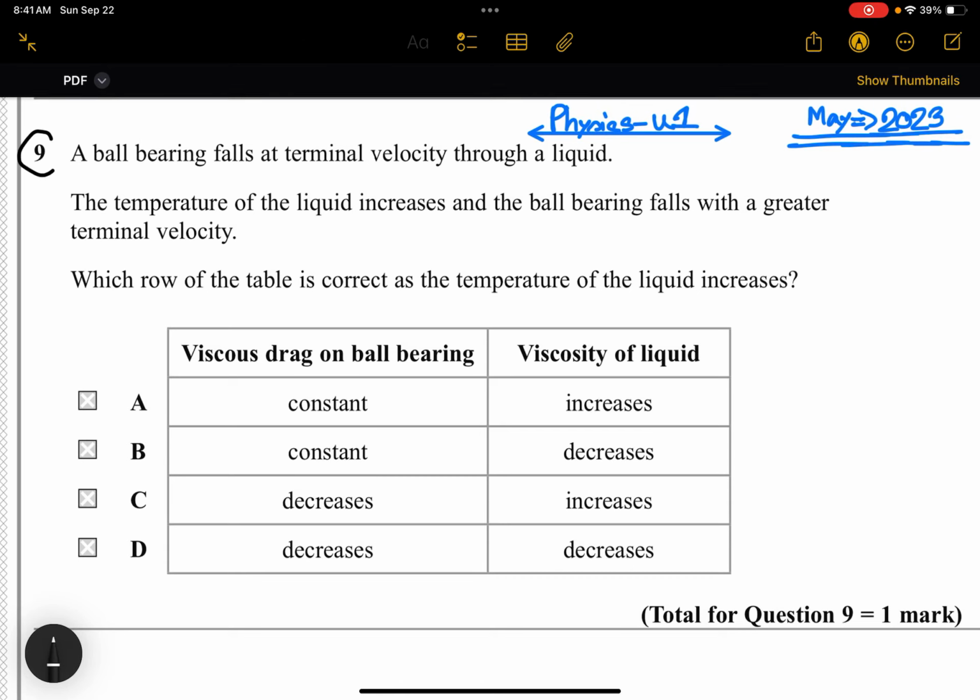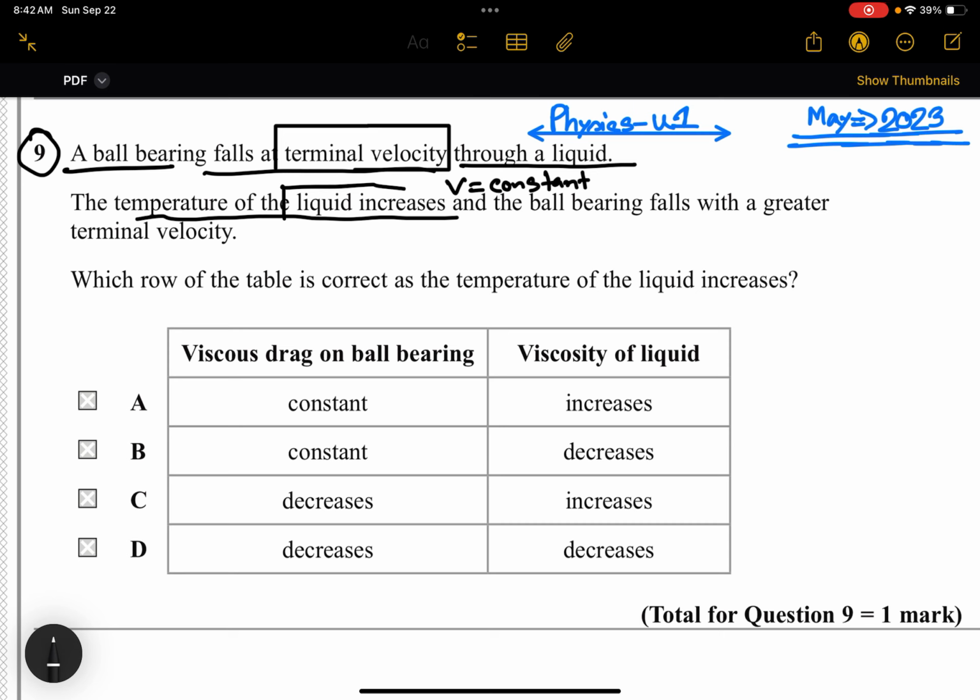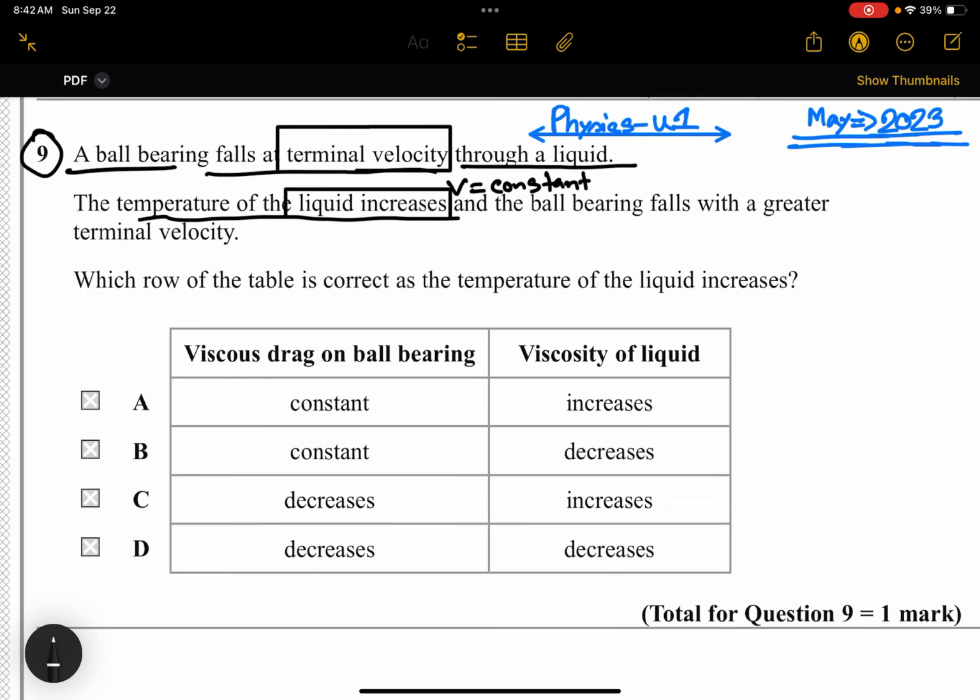Let's solve question number 9 from the year May 2023, Physics Unit 1. In the question they have said a ball bearing falls at a terminal velocity. So the terminal velocity means the velocity is constant through a liquid. So there is a liquid. The temperature of the liquid increases.